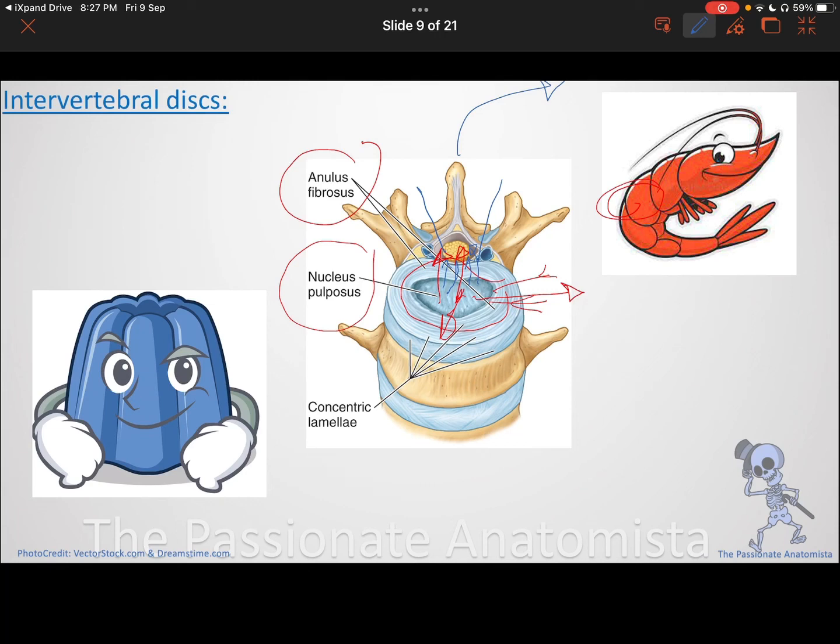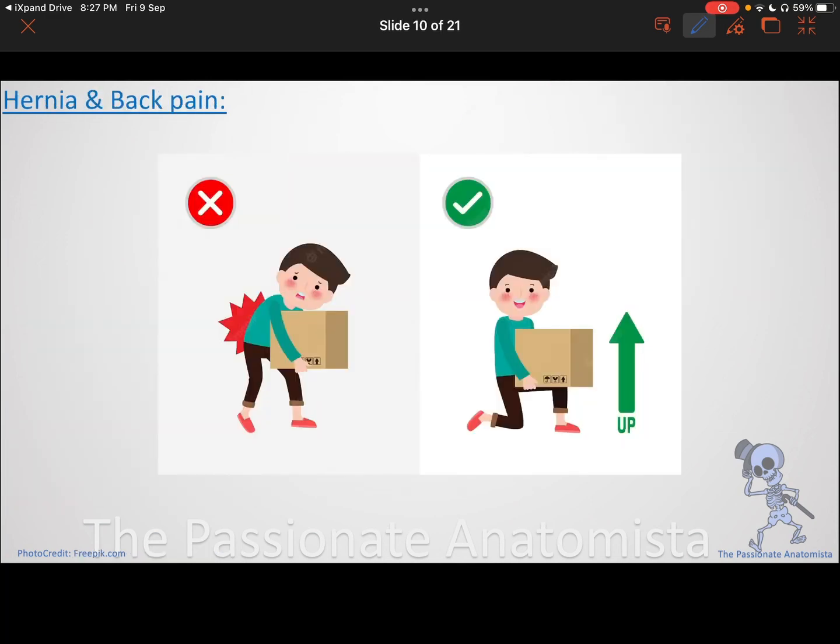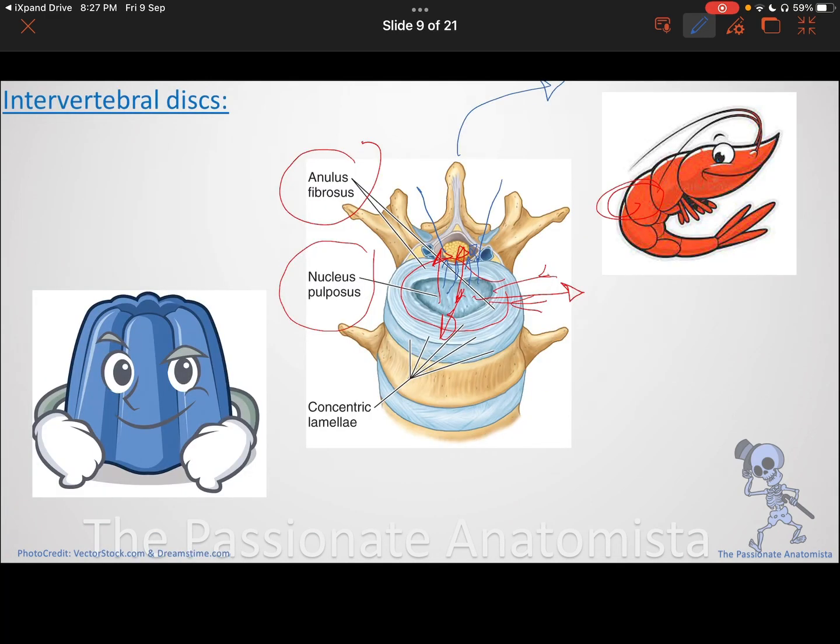So this is how the discs are formed. And why do we need it as gelatinous material? Because that will help me to bend my body. I need to bend my body, and in order for that to happen, I need to have some soft structures between my bony parts, so that will help me to bend my vertebral column.